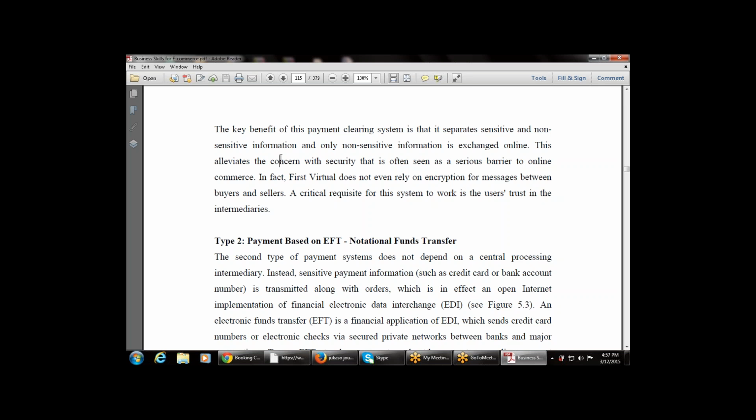Then the type number 2, that is the second payment. The first payment we have covered: there is a role of the intermediaries, that is, the intermediaries are available to make the transaction between the buyer and the seller. Then the second type of payment is the payment based on EFT, the electronic fund transfer. So electronically the funds will be transferred to the seller or the buyer. It is a notational funds transfer. Notational funds transfer means the transfer of the funds in a notation-wise manner, and that is based on the EFT.